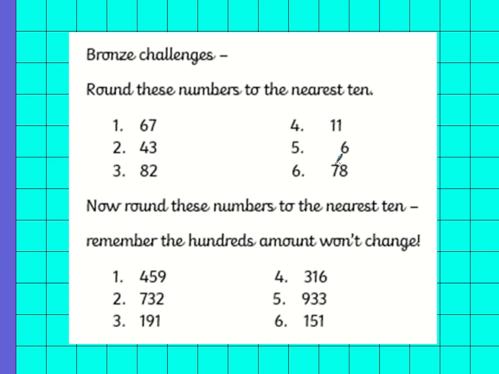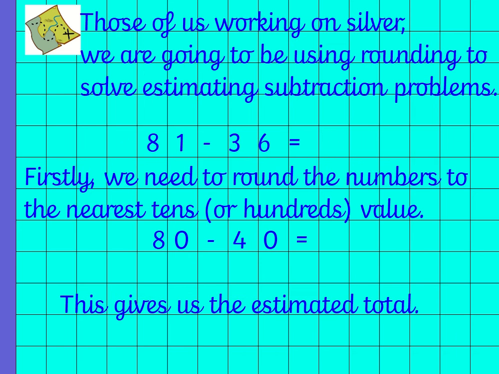And here are your bronze questions, okay? So you need to round these numbers to the nearest 10, and then with the 100 ones, round to the nearest 10 again, and remember that the hundreds amount will not change, okay? If you were absolutely fine yesterday with the bronze questions, that's fabulous. You're moving on to silver, okay?